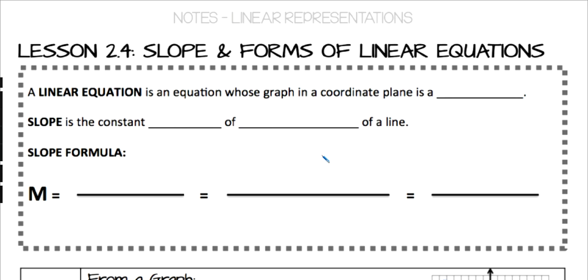Okay, today we are going to be talking about slope and the different forms of linear equations that we can write, some of them using slope. So to start off, to get our definitions out of the way, a linear equation is an equation whose graph in a coordinate plane is a line. So what makes a linear equation is that its graph is a line.